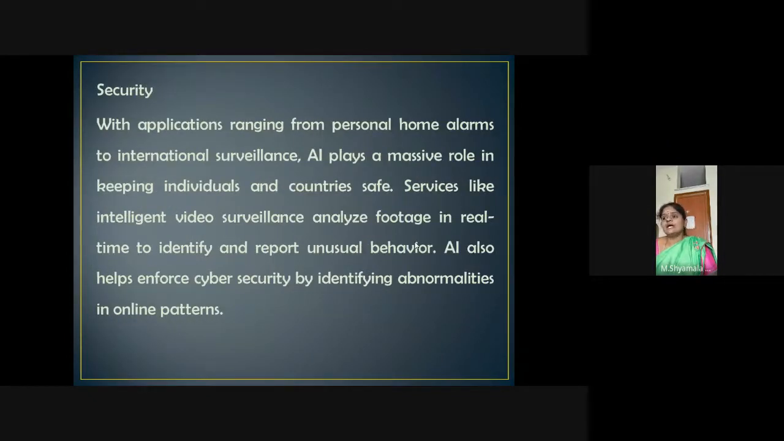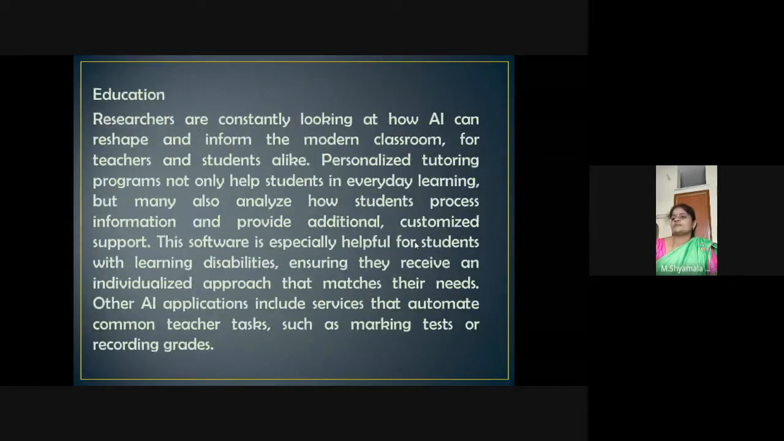Security. With applications ranging from personal home alarms to international surveillance, artificial intelligence plays a massive role in keeping individuals and countries safe. Services like intelligent video surveillance analyze footage in real time to identify and report unusual behavior. Artificial intelligence also helps enforce cybersecurity by identifying abnormalities in online patterns.